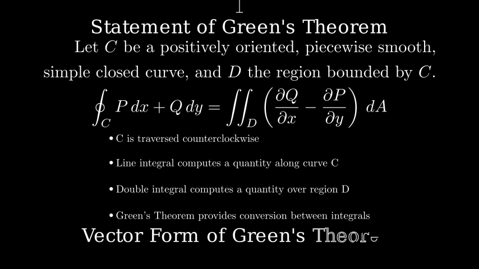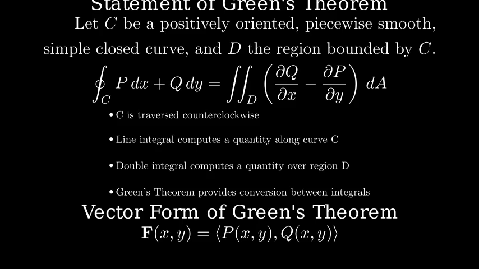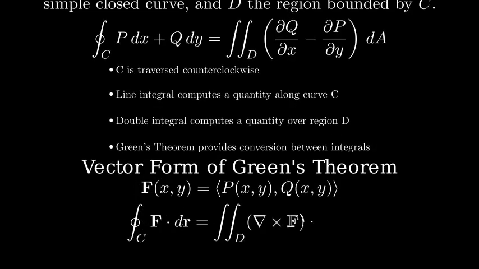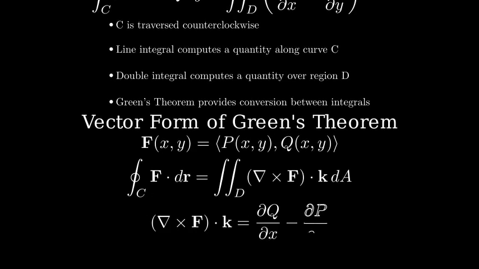Green's theorem can also be expressed in vector notation, which helps us understand it in terms of physical concepts. Let F(x, y) be a vector field with components P and Q. Then Green's theorem can be written in terms of the curl of F. The curl form states that the line integral of F dot dr around the curve C equals the double integral of the curl of F dot k over the region D, where k is the unit vector perpendicular to the xy plane. The curl of F dot k is precisely the partial derivative of Q with respect to x minus the partial derivative of P with respect to y.